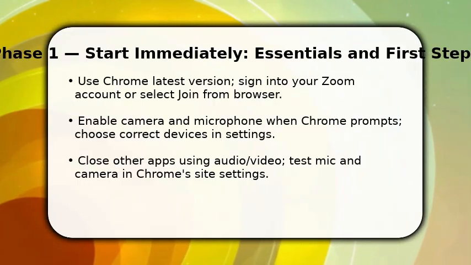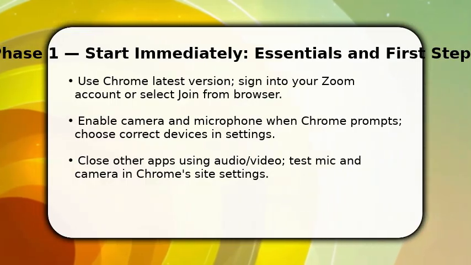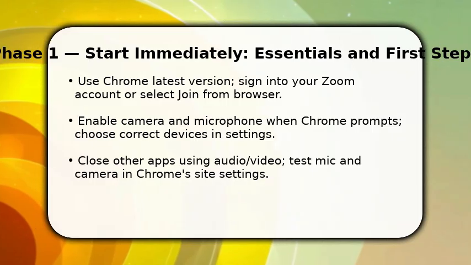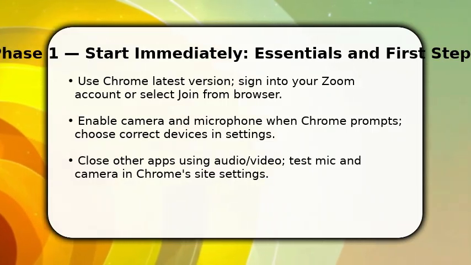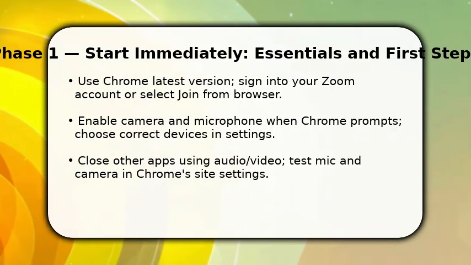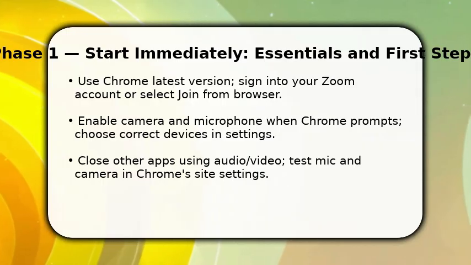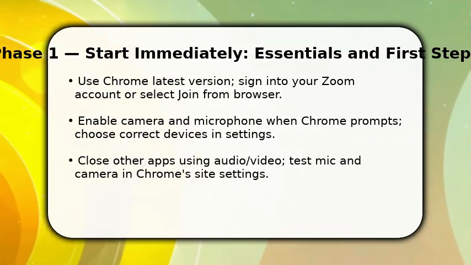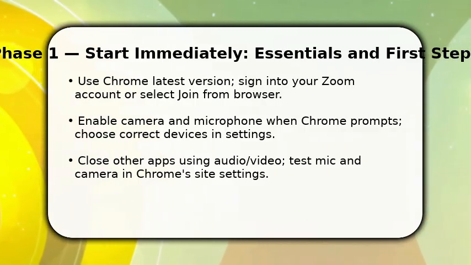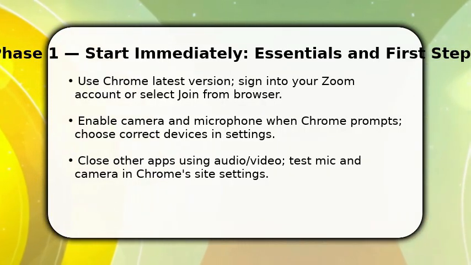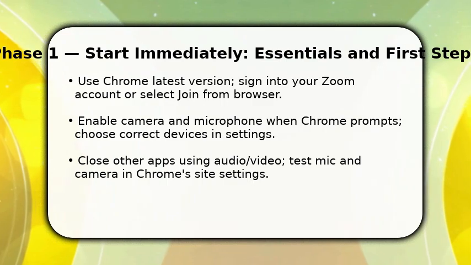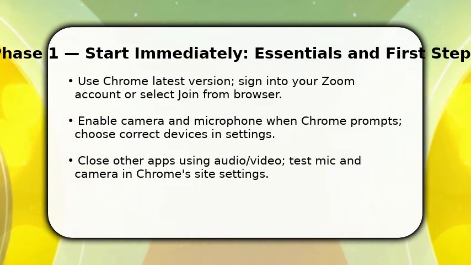You begin inside Google Chrome, sign into Zoom or pick Join from browser and start now. Once done, allow camera and microphone when Chrome asks, because without permissions you cannot speak or show video. Make sure you select the right devices in Chrome's site settings. If you have multiple mics or cameras, pick the one you want. Also close other apps that might lock audio or video so Chrome can access them reliably. This prevents conflicts before you join the meeting.